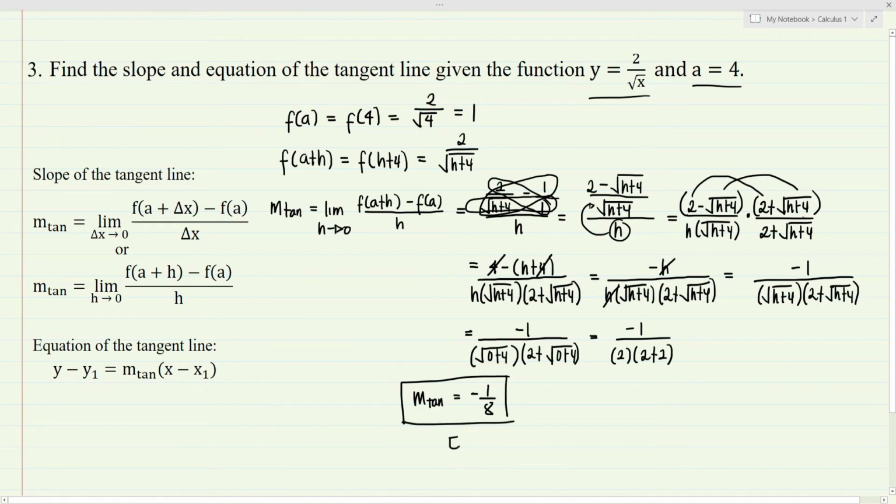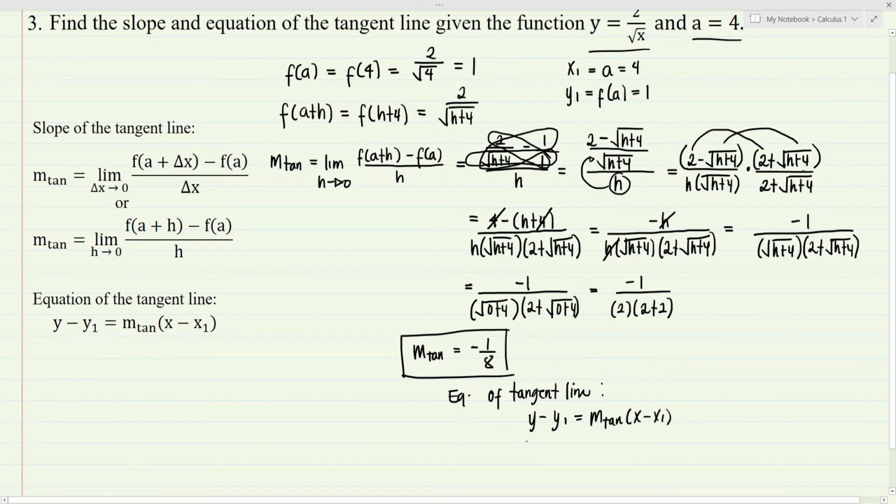Now to solve for the equation of the tangent line, we can still use the point slope form. Y minus y sub 1 equals the slope of the tangent line multiplied by x minus x sub 1. Though not stated in the problem, x sub 1 is just the value of a, and that is equal to 4. And y sub 1 is our f of a, and that would be equal to 1. So plugging in the values, I would have here y minus 1 equals negative 1 over 8 multiplied by x minus 4.